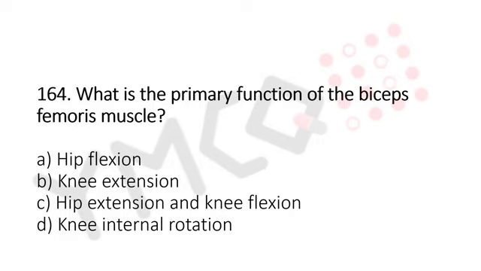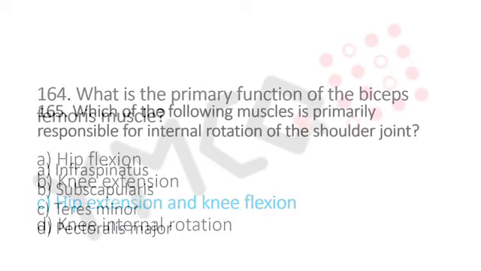What is the primary function of biceps femoris muscle? Option A, hip flexion. Option B, knee extension. Option C, hip extension and knee flexion. Option D, knee internal rotation. And the answer is option C, hip extension and knee flexion. Now let's move to question number 165.